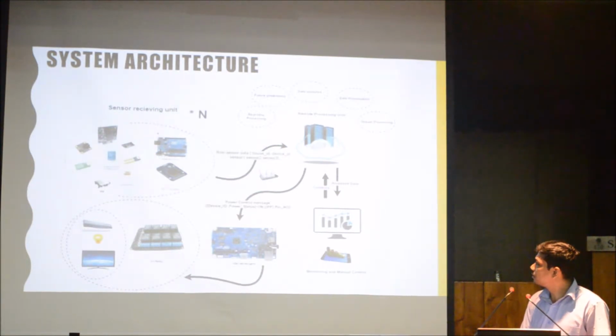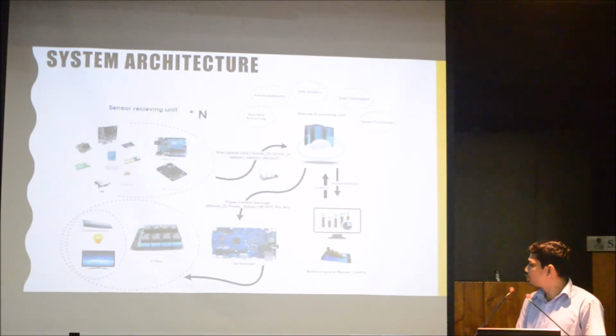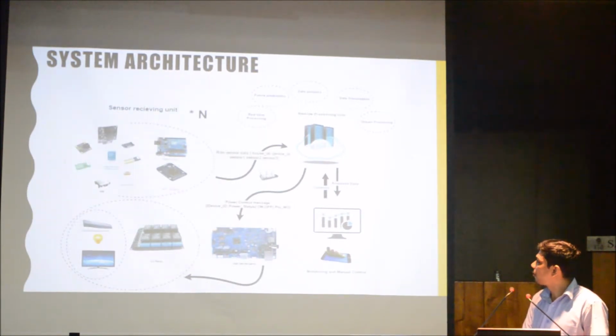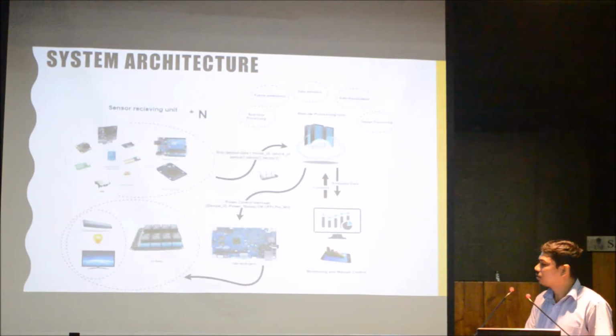So the sensors are connected to the Arduino board. Then the raw data, the pure sensor data, are pushed through the Wi-Fi module. This is the Wi-Fi module. It can be supported to the Arduino board. So from here, the sensor receiving unit, we are collecting the raw sensor data.